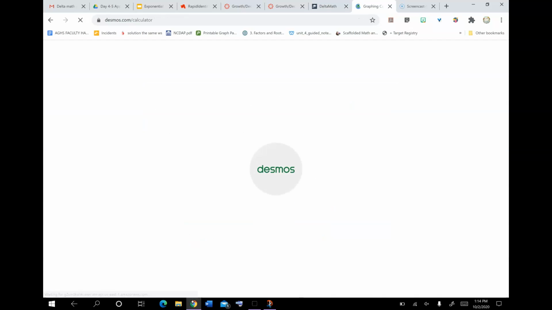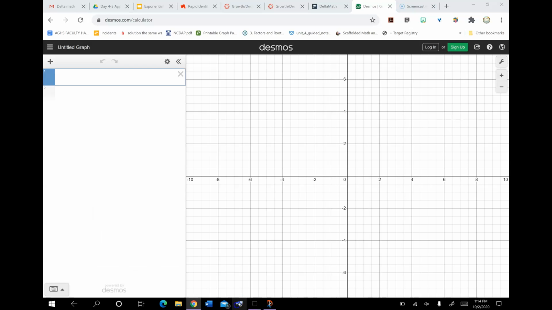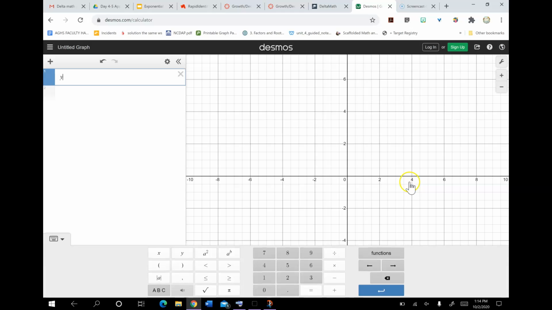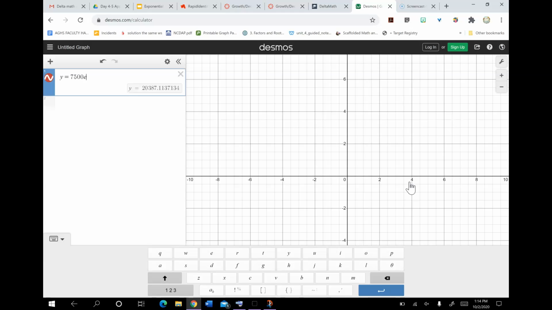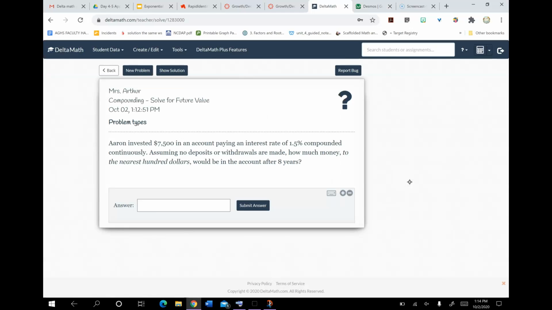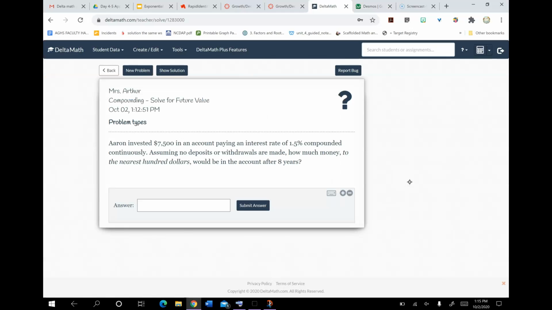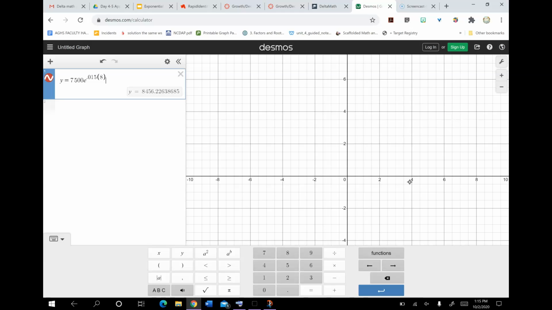So 7,500 times E, let's pull up Desmos. Hold on a minute, let's make that stop coming up. All right, here we go. So y equals 7,500. You go to ABC to find your E. We raise it to the rate, which was 0.015 times 8 years. 8 years, yes.